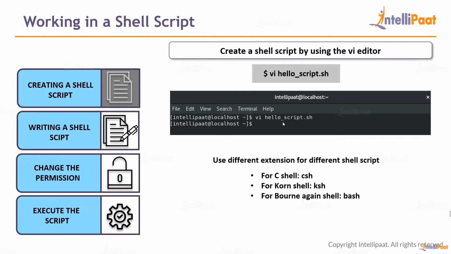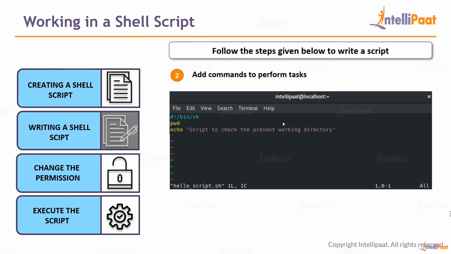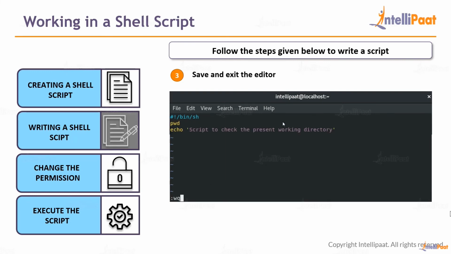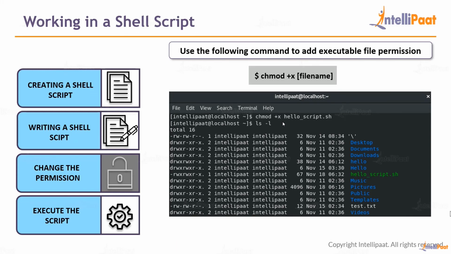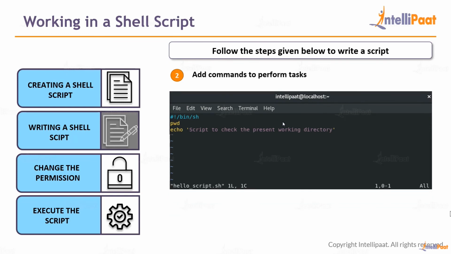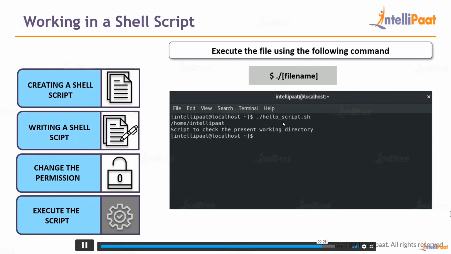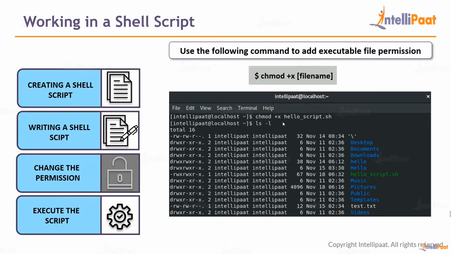Now let's get started with working in a shell script. First, let us look at the steps, and then we'll go ahead with the demo. So first, create a shell script by using the vi editor. Then add a shebang header, type in some commands to perform, and save it. The file hello script does not have execution permissions. Then chmod +x. Then run /home/IntelliPad script to check the present working directory. So this is what we are going to do.